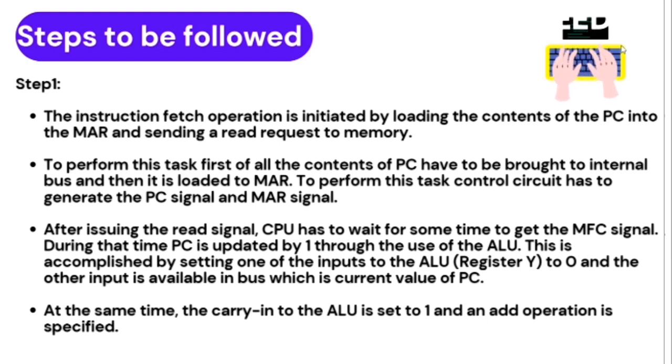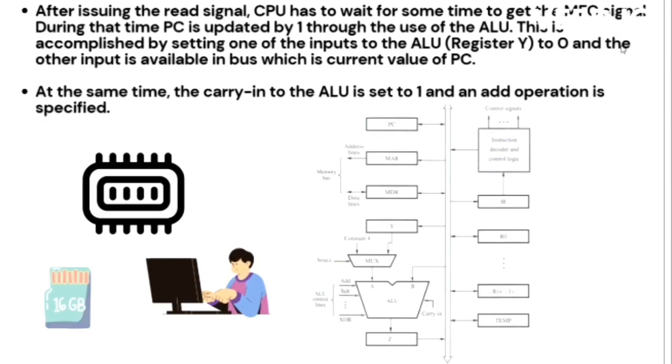After issuing the read signal, the CPU has to wait for some time to get the MFC signal. During that time, PC is updated by 1 through the use of the ALU. This is accomplished by setting one of the inputs to the ALU to 0 and the other input is available on the bus, which is the current value of PC. At the same time, the carry-in to the ALU is set to 1 and an add operation is specified.